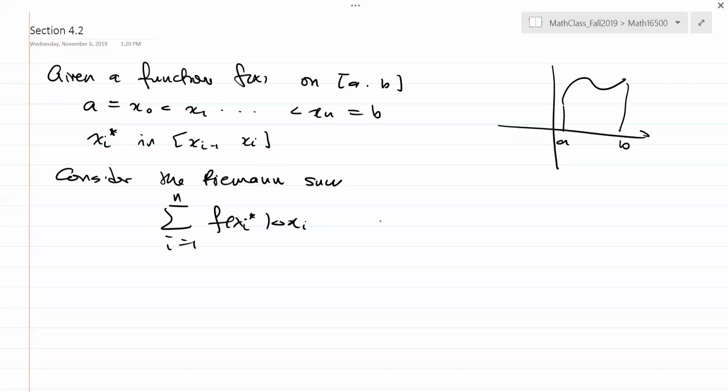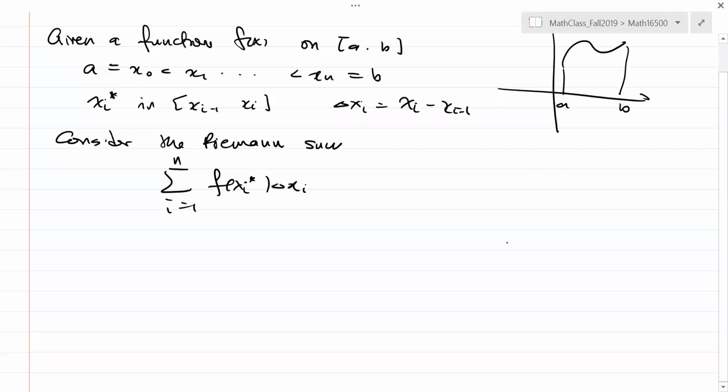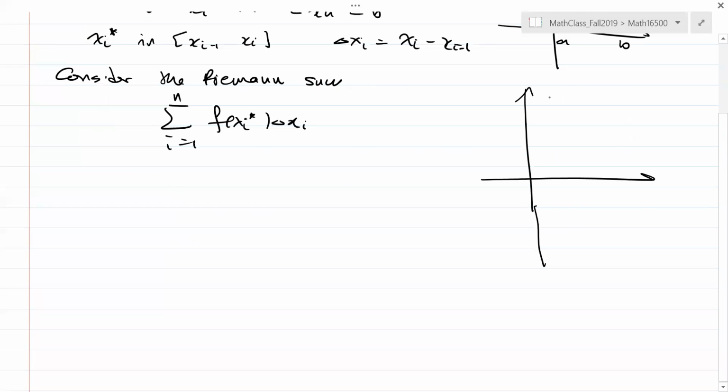where delta x_i is going to be the size of the i-th interval. So the geometric meaning of this Riemann sum is going to be the area of the rectangle. If the function is positive, it's the area of the rectangle; if the function is negative, there will be a negative area of the rectangle. So let me just draw the function. It should be negative, right? So this is x_{i-1}. This is x_i, and this is an arbitrary point x_i star.